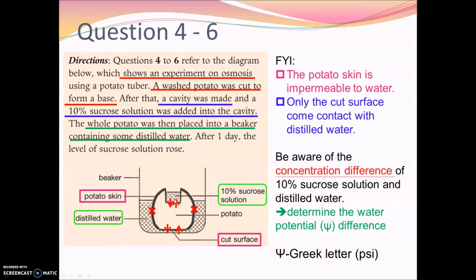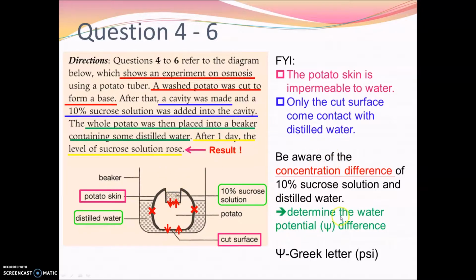So osmosis will only take place in this area and in this area. But for the two sides of the potato skin, it is impermeable to water, so no osmosis will take place. And finally, we have the result. After 1 day, the level of the sucrose solution rose. So that means this level will become higher than before.